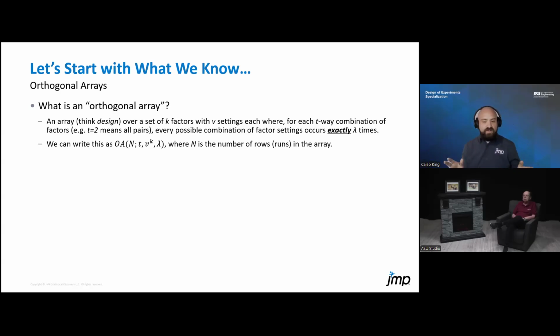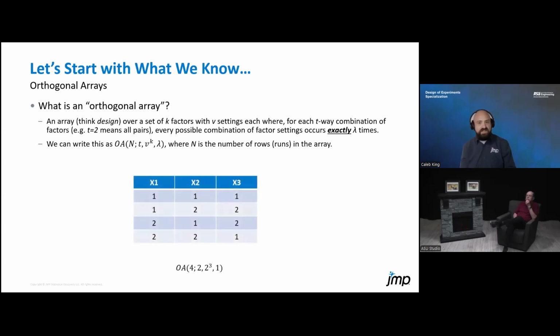So I've got a nice description. Some of you can probably get a good sense of it from there. I'm more of a visual guy, so let's look at an example. Here's an example of a simple orthogonal array.